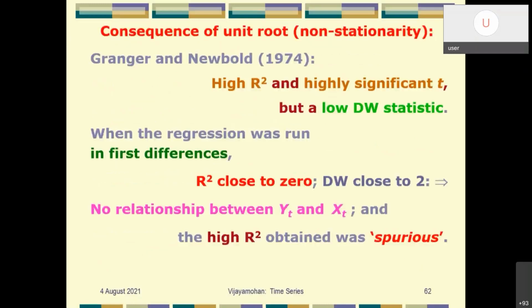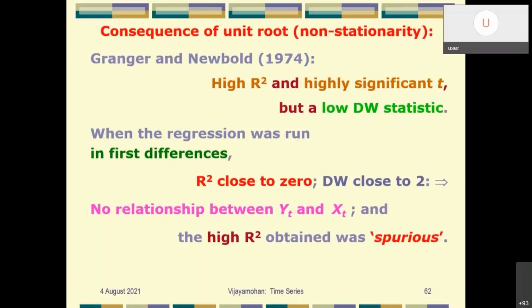I told you it was the 1974 Monte Carlo experiment by Granger and Newbold. They got very high R squared and highly significant t values. That is an R squared value very close to 1 and very, very high t values. That means the regression as a whole is highly significant statistically, but they got a very low DW statistic.